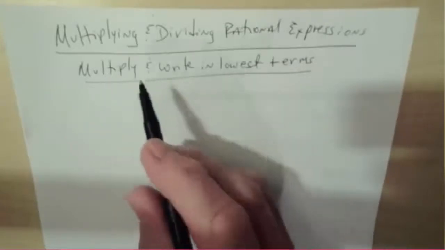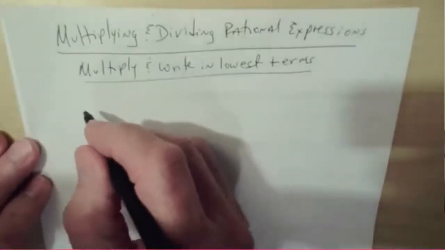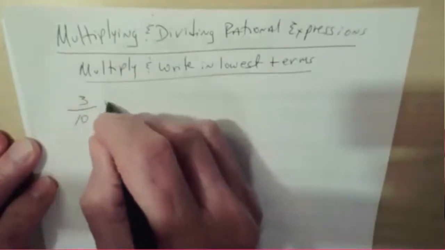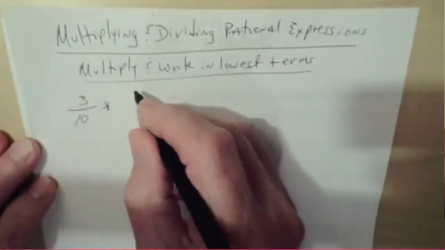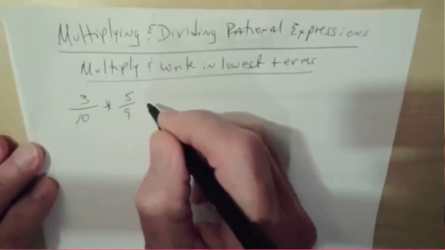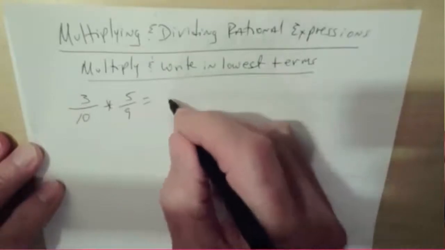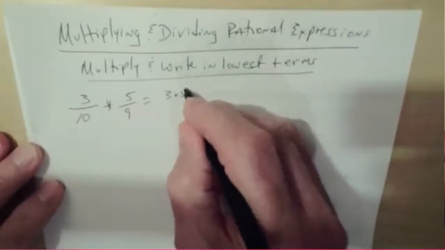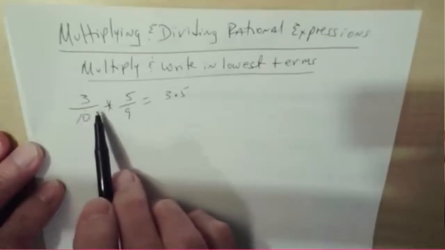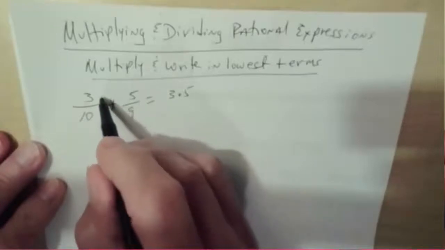So if we were to have 3/10 times 5/9, one way you can do this is 3 times 5. Remember, when you're multiplying fractions, you don't have to have a common denominator or any of that misery. You just go straight across. That times that, that times that.